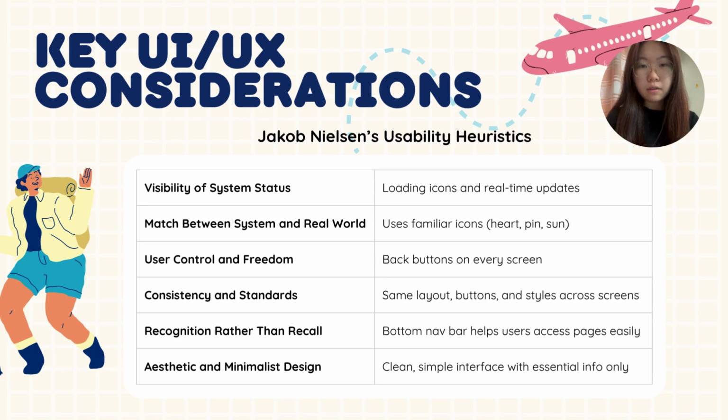The second one is match with the real world. We use familiar icons such as a heart for favorite, a pin for map, and a sun for weather, so users can understand them easily. The third one is user control and freedom. Every screen has a back button, so users can go back at any time. And the next one is consistency and standards. We use the same layout, navigation bar, and button styles throughout the app.